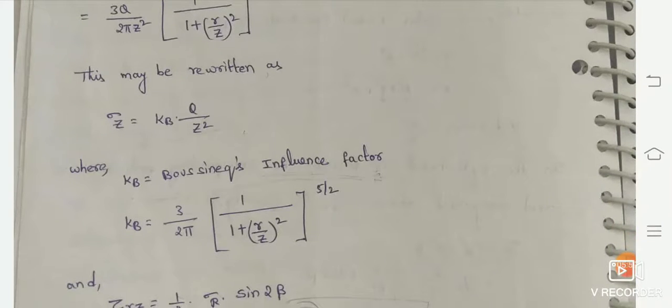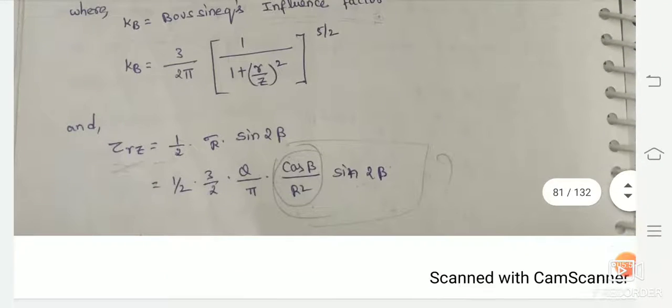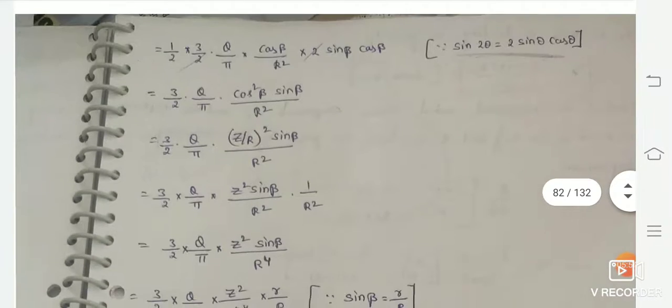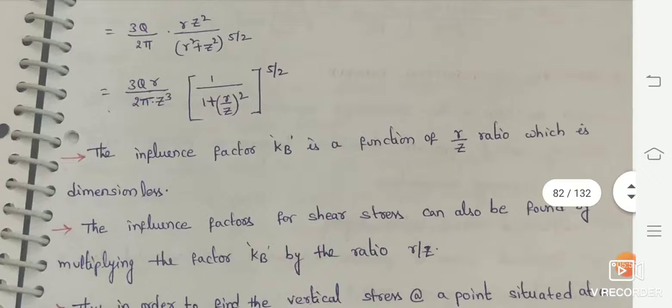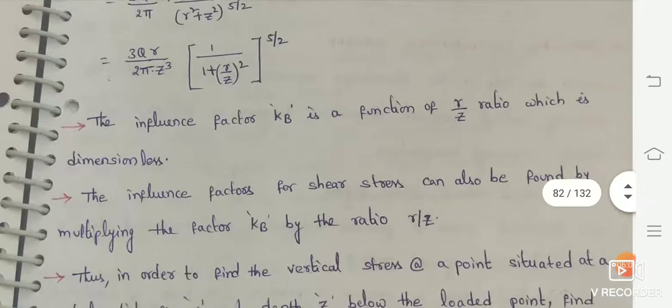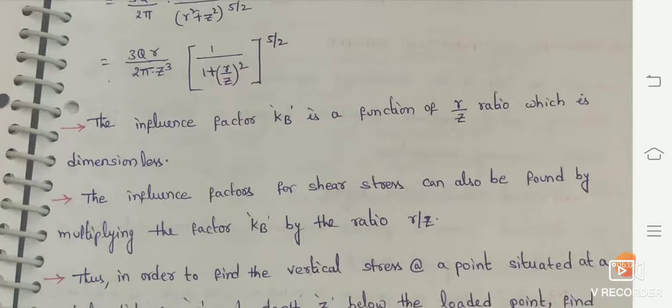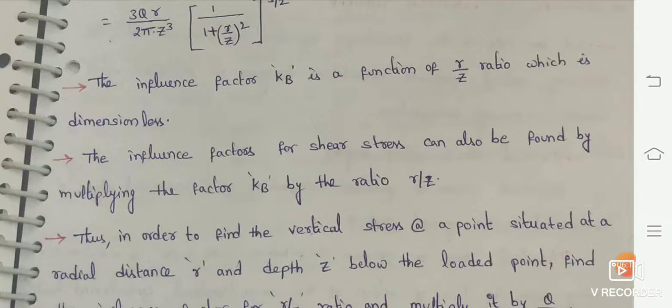Here you see how the Boussinesq influence factor is taken into consideration. Next you will see the influence factor based upon the ratio r by z, which is dimensionless, and we can also see the K_B factor, that is, how it is multiplied by shear stress and so on. The vertical stress at a point is also taken, with the radial distance, and the depth z is also considered here.